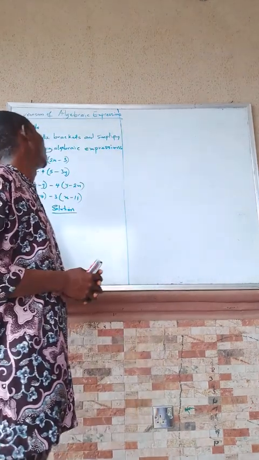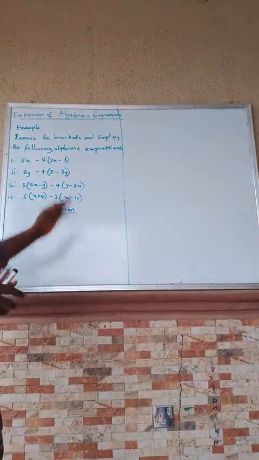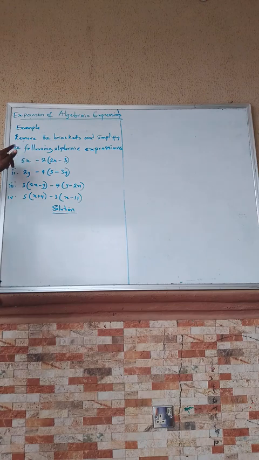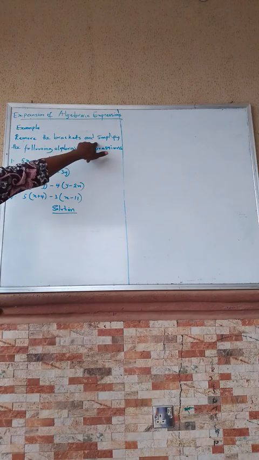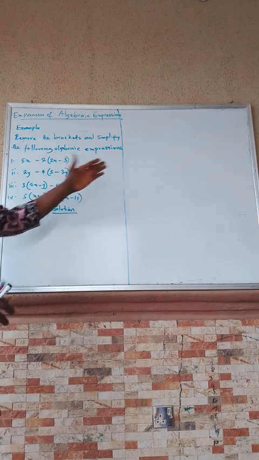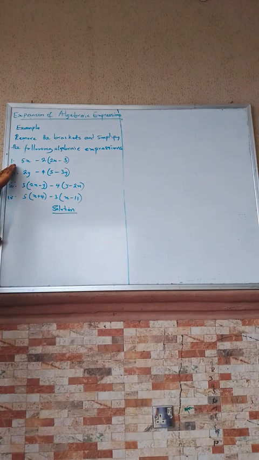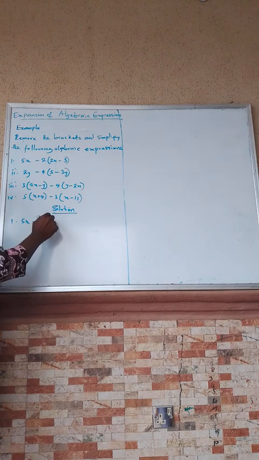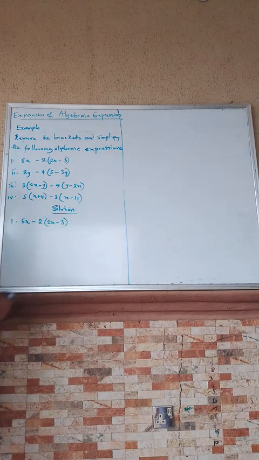Today we want to look at expansion of algebraic expressions. The question is this: remove the brackets and simplify the following algebraic expression. Now, the first question here is 5x minus 2 open brackets 2x minus 3.